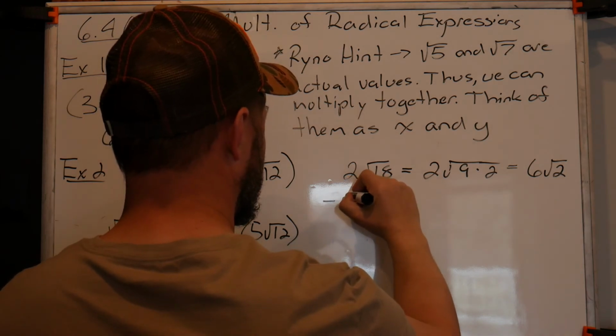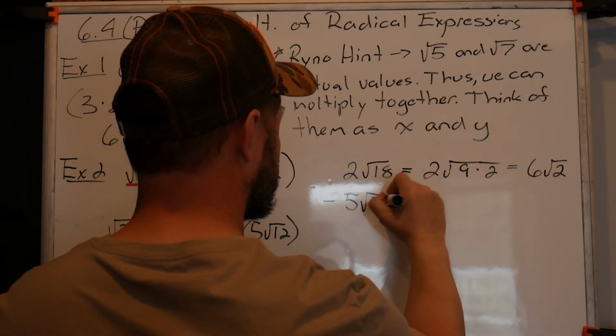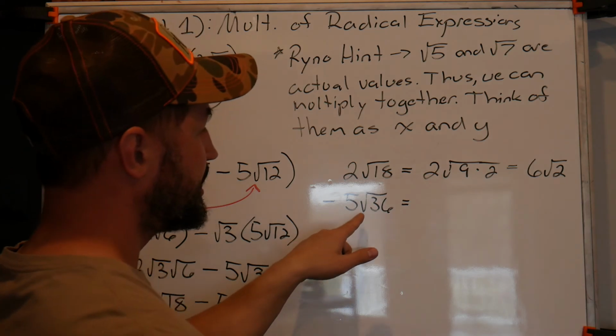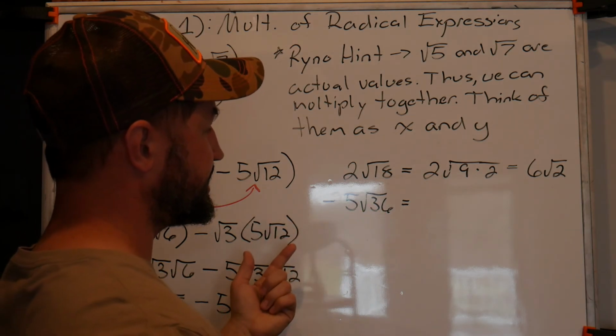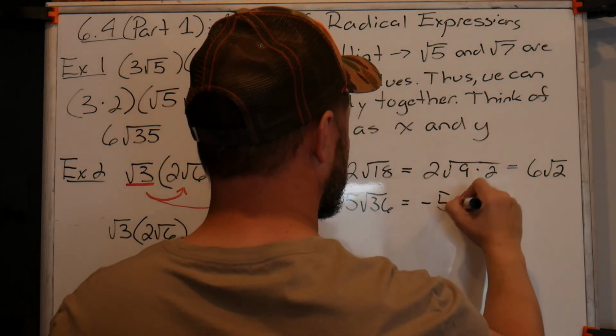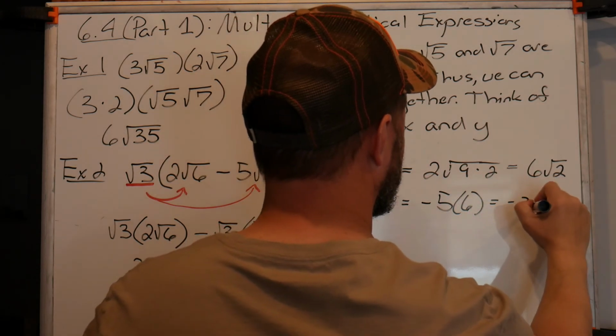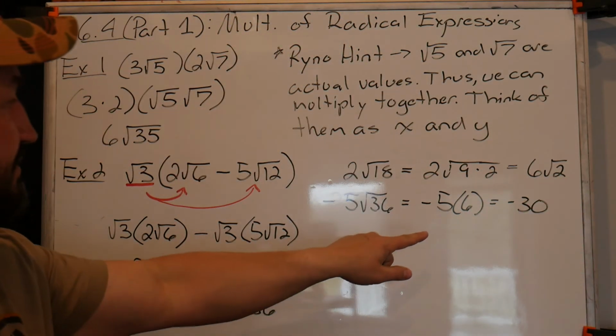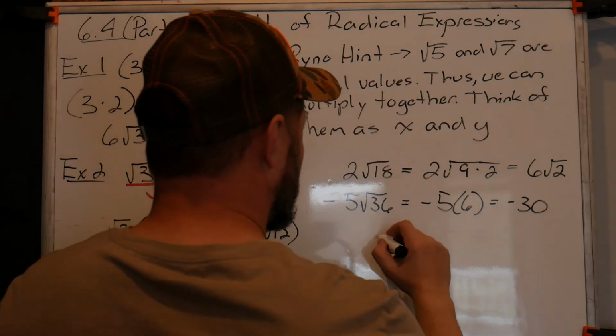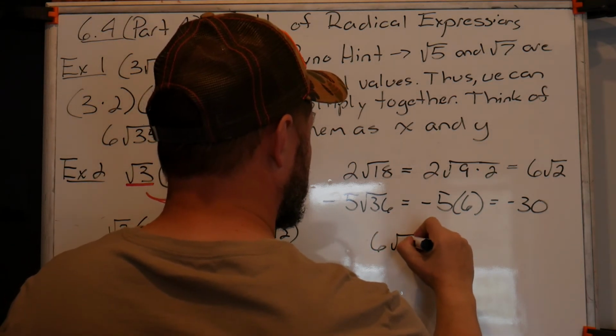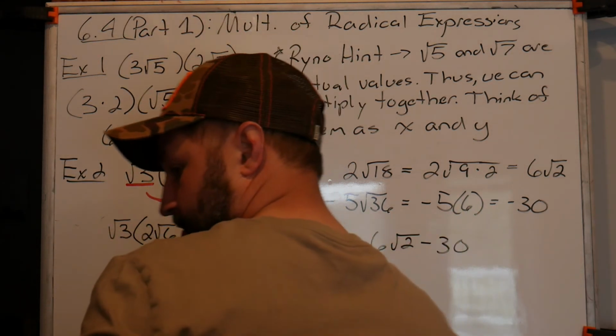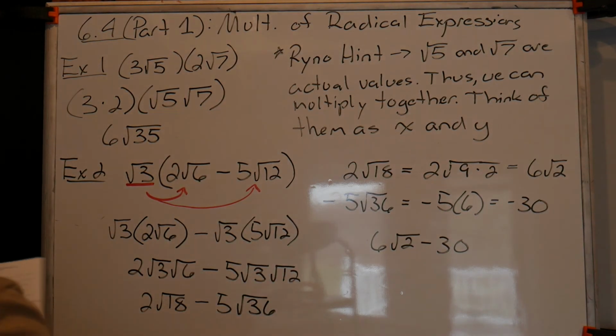Down here, I had minus 5 times the square root of 36. So in this case, the square root of 36 is 6. So I have negative 30. So what I actually have is 6 square root of 2 minus 30. We'll make sure the book, yeah, the book leaves it like that.